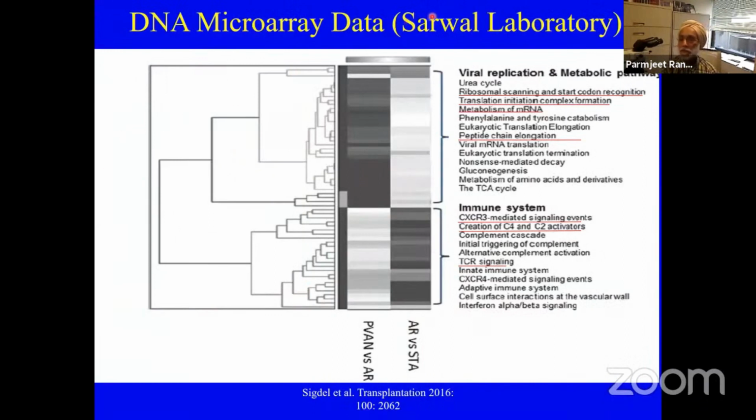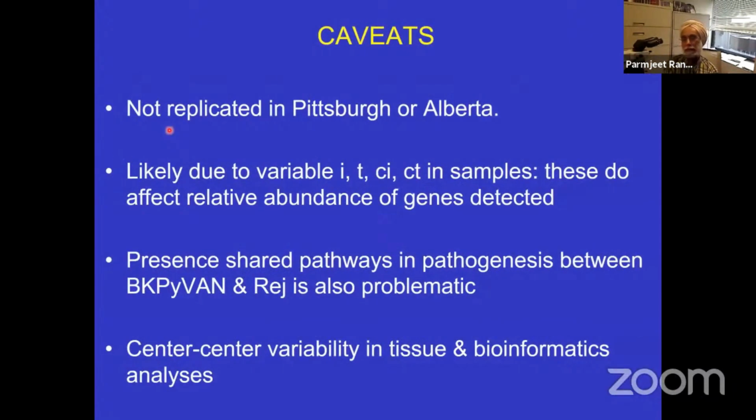There have been other groups, such as the Serval lab, which has claimed that there are some genes which are selectively upregulated in BKV nephropathy and some which are selectively upregulated in rejection. The problem has been that they have not been replicated. These findings are not replicated either in Pittsburgh or even from the Alberta group. And I think it's likely due to the variation in inflammation, tubulitis, and interstitial fibrosis that was present in these biopsies. And there are shared pathways, of course, as I mentioned.